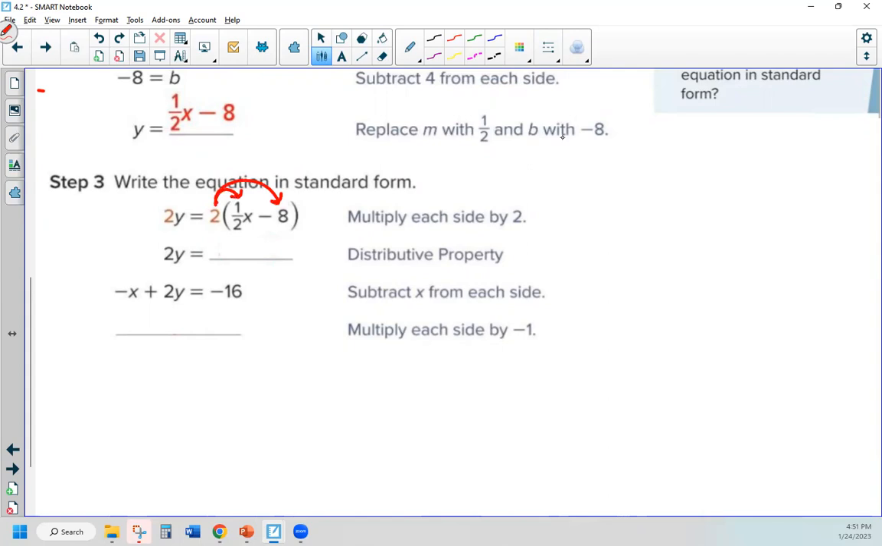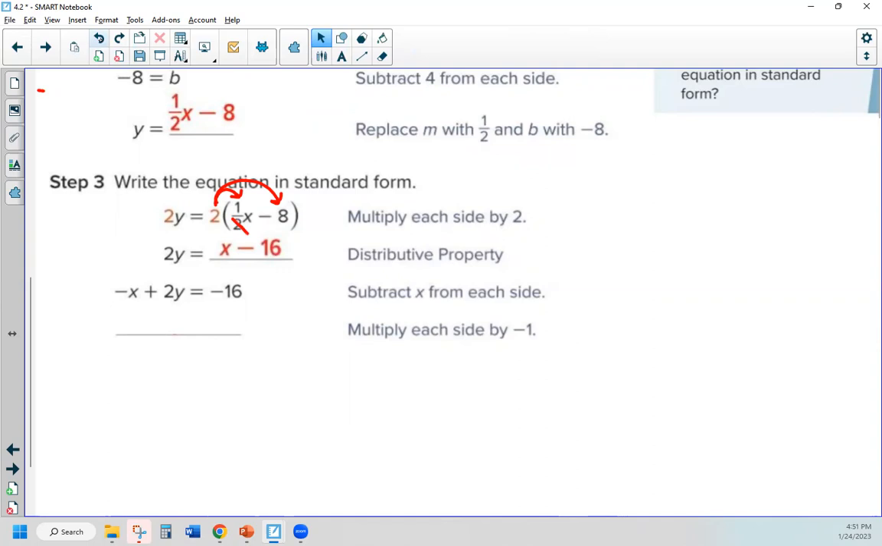Why do I distribute in this one? Why do we have 2 arrows? Because there's no grouping. There's no more parentheses in here. So you do have to give the multiplication to the 8. So when you multiply the 2 times the 1/2, these 2's cancel out. So you're left with just the 1x or just x. And then the 8 becomes 16.